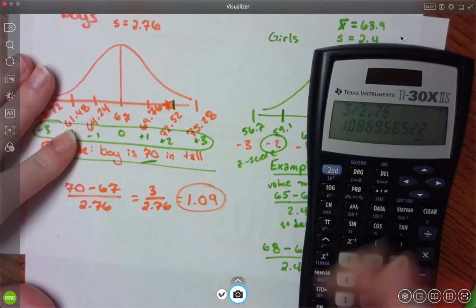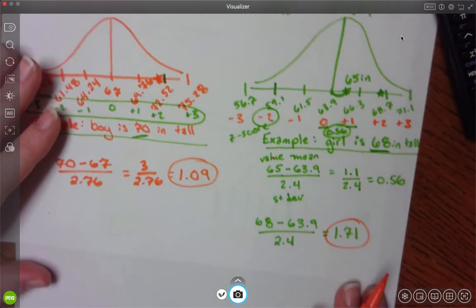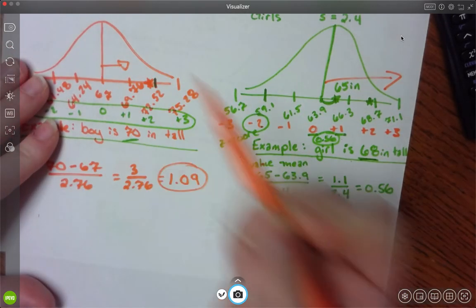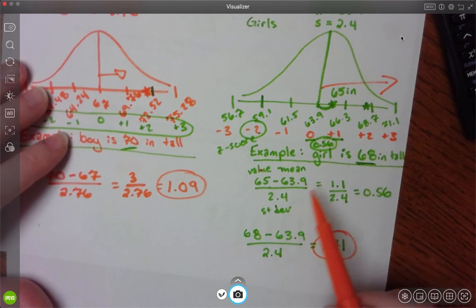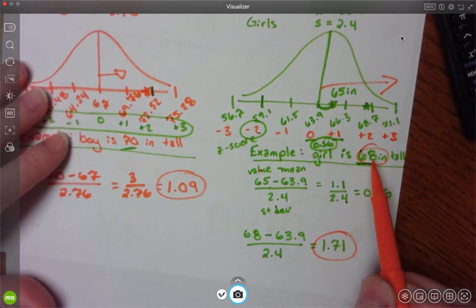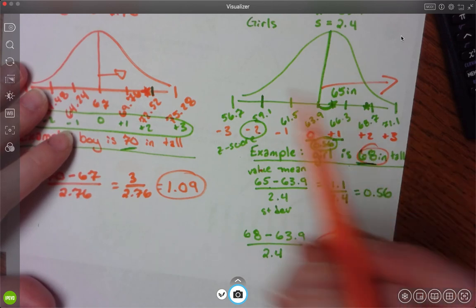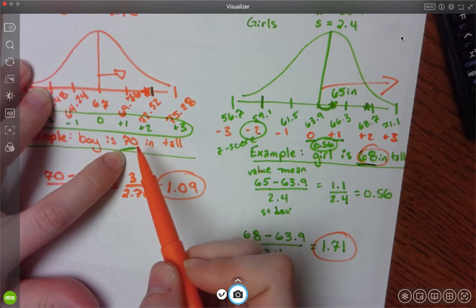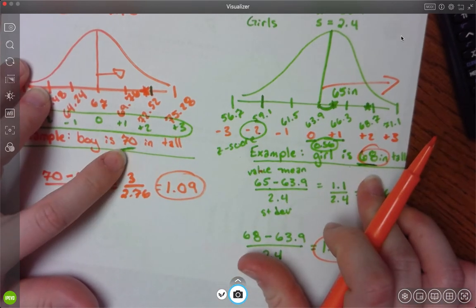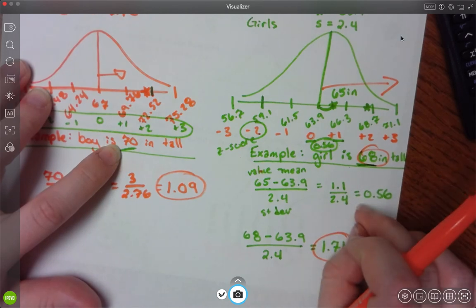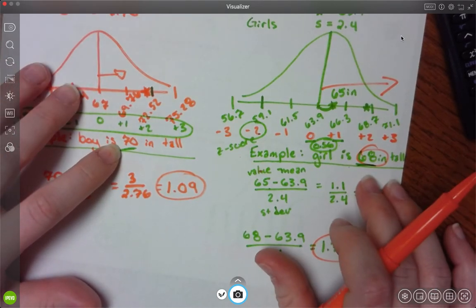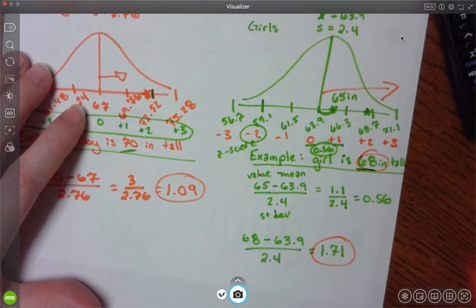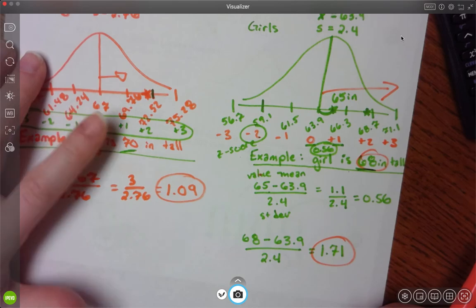Looking at these with respect to each other, 1.71 is further away from average than 1.09, right? So this girl who's 68 inches tall is a taller girl than this person who's 70 inches is a tall boy. She is a taller girl than he is a tall boy, even though this boy is taller than she is. With respect to their gender, she is considered a really tall girl, and he is probably just an average boy, even though he is taller than she is.